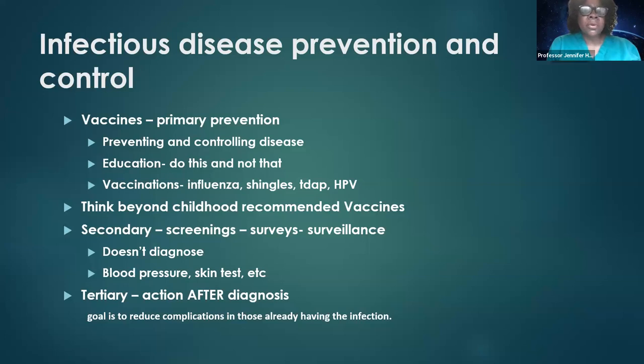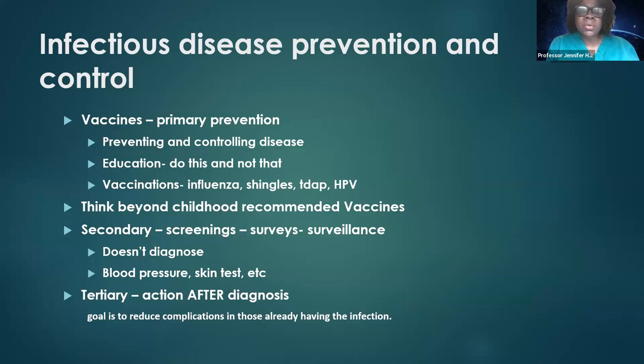So then preventing and controlling disease: education, do this, don't do that. Wash your hands, stay home when you're sick, get your vaccines, this, that, and the other. And then what's important for you guys to remember is that, if you have kids, had kids, nieces and nephews, we all know nobody has an issue with vaccines when it comes to kids because they go in for their well child, they do this and that.